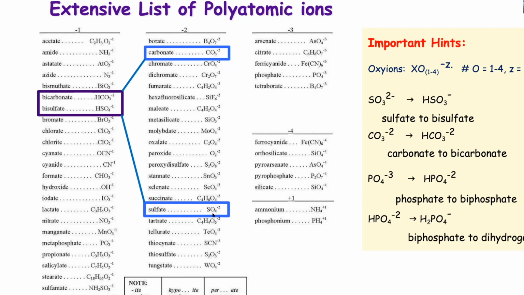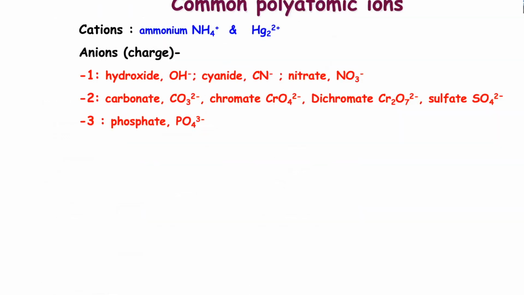Take a look at the sulfate. Sulfate is SO4 -2. If you put a hydrogen in front of that, it becomes a bisulfate. I know it's weird, but we like to hurt beginning chemistry students, so we come up with these weird rules. Okay, so get yourself a good list and just remember that that's the name of these ions.